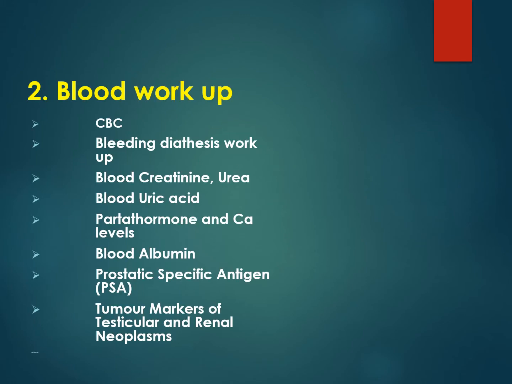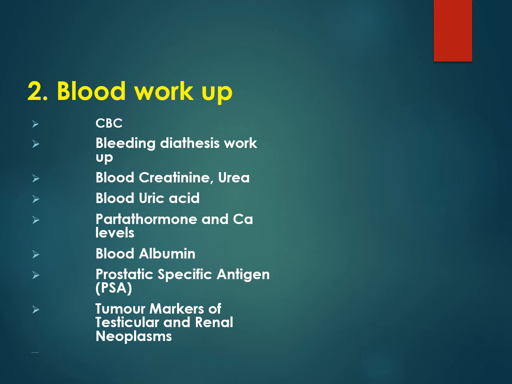The next modality to diagnose renal diseases: simply start with the complete blood count. If this patient is hematuric and has lost some blood, you need to know the hemoglobin level. As simple as that. Look at the bleeding diathesis in this patient. If the patient has hematuria, as in on aspirin, coumadin or anticoagulant, bleeding diathesis has to be worked up. Blood creatinine and urea.